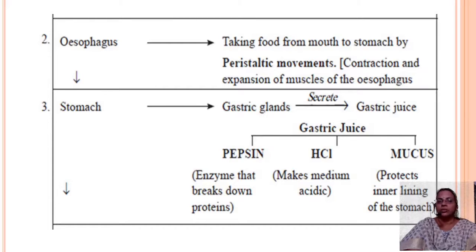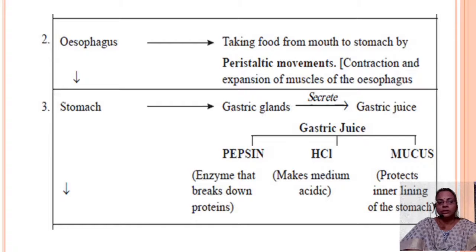The next region is called the stomach. The glands in and around the stomach are called gastric glands, which will secrete the gastric juice. It consists of pepsin, HCl and mucus. Pepsin is a protein digesting enzyme. It helps in breaking the protein. Then HCl gives the acidic medium, kills the bacteria, and also activates the pepsin. Then mucus protects the inner lining of the stomach from the attack of the acid.